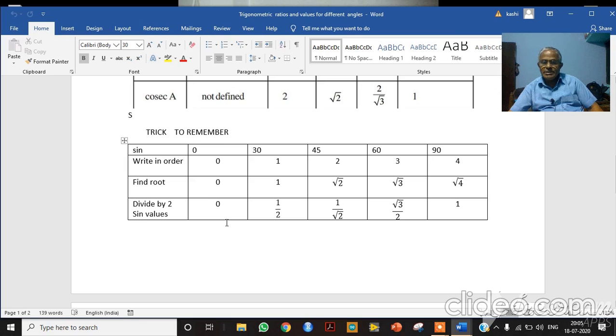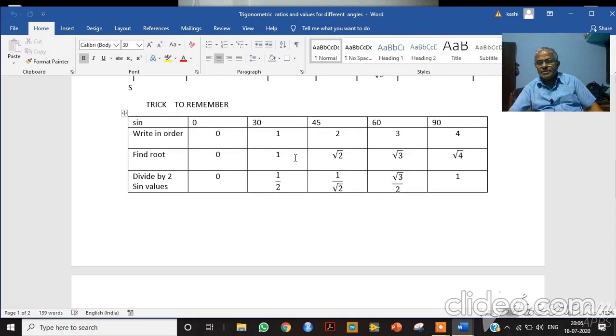So 0 by 2 is 0, 1 by 2 is 1 by 2. Root 2 by 2: since 2 is in the denominator, it will be written as root 2 into root 2, one root 2 gets cancelled, so you will get 1 by root 2. And root 3 by 2, root 4 is 2, 2 by 2 is 1. So you will get like this.